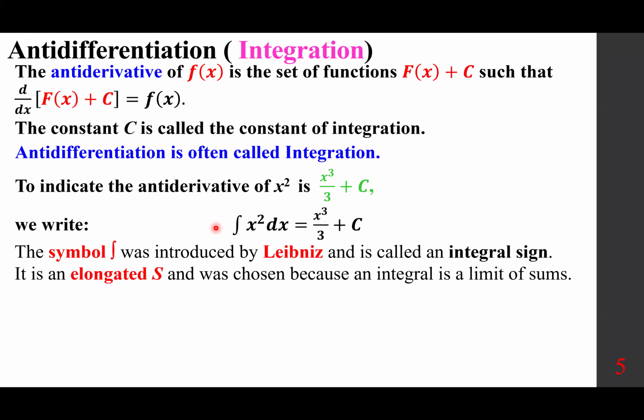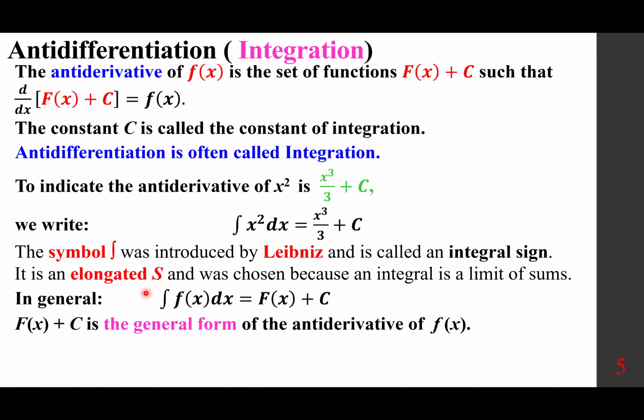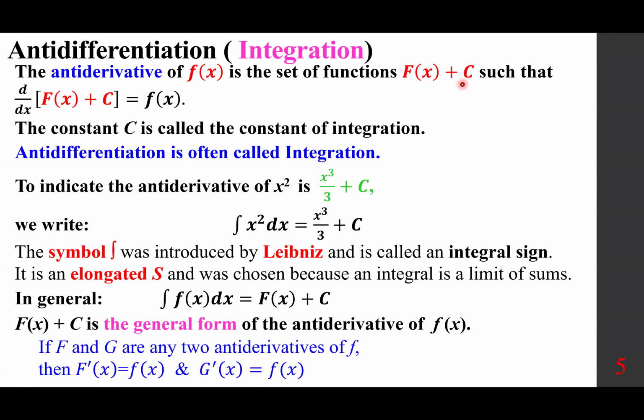This symbol was introduced by Leibniz and is called an integral sign. It is an elongated s. Think about it, the s elongated, and was chosen because an integral is a limit of sums. In general, the integral of f of x dx is capital F of x plus c, and capital F of x plus c is the general form of the antiderivative of f of x. That's why it's also called indefinite integral, because it represents a family of functions, infinitely many different functions.